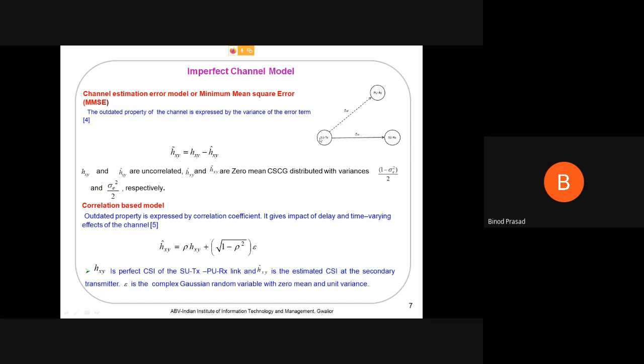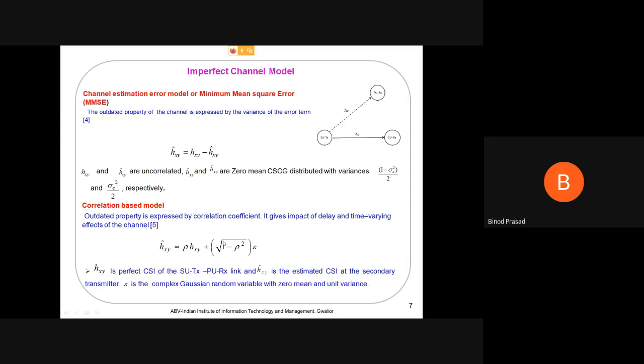That means whatever information it has and whatever the feedback mediator is providing, if both are correlated perfectly, then the correlation is one. That means perfect correlation, there is no error. So if rho is one, then the estimated channel, that is the channel from this SU transmitter to PU receiver, which I'm calling H hat XY, is the estimated one. If we have perfect correlation, rho will be one, and in that case the estimated channel will be the same as the perfect, corrected one, without any error.